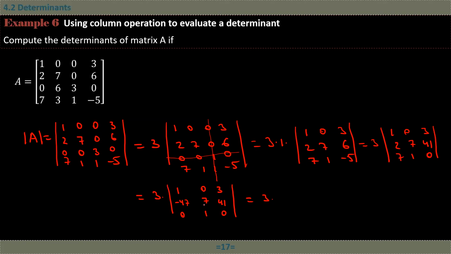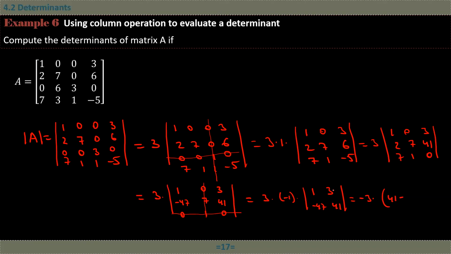Okay. So now if you evaluate this determinant by cofactor expansion along the third row, because it has two zeros, right? Plus, minus, plus, so this will be negative 1. And we should just delete this column and this row. What do we have here? So we have a 2 by 2 matrix, 1, 3, negative 47, and 41, which is equal to negative 3 times 1 times 41.